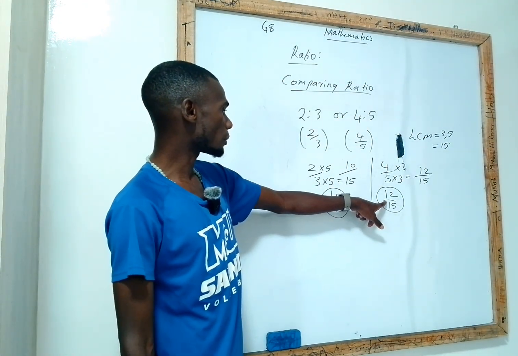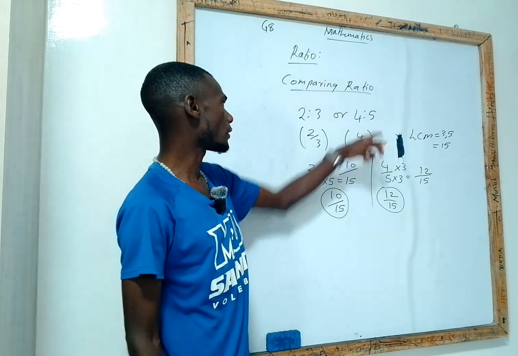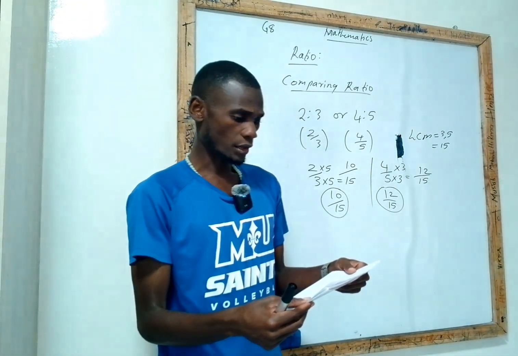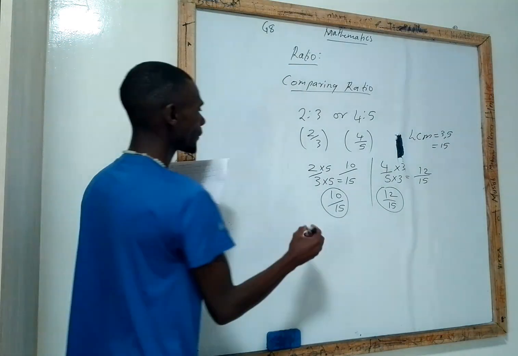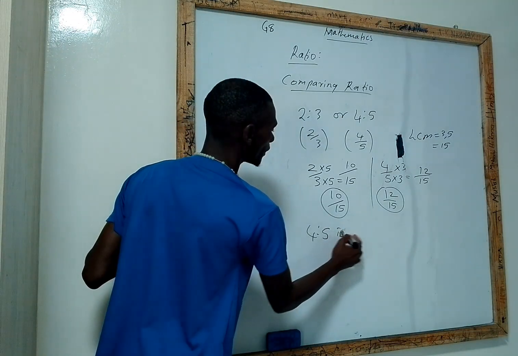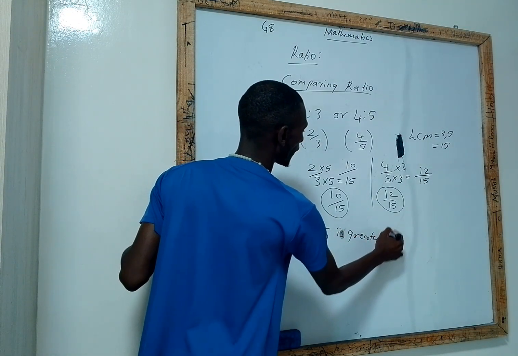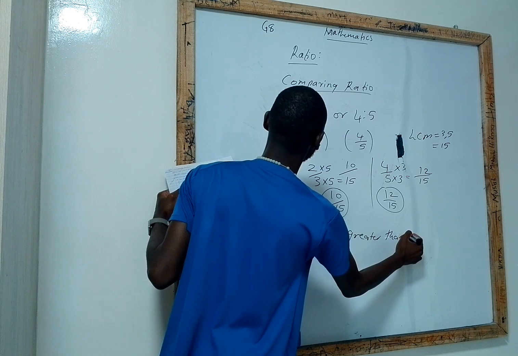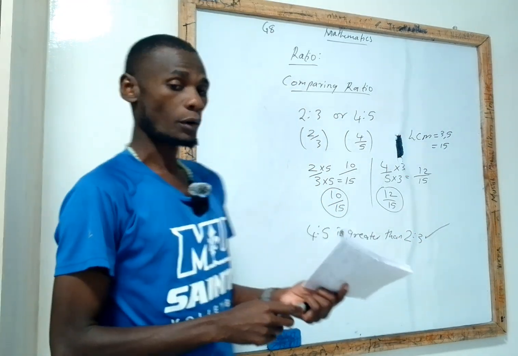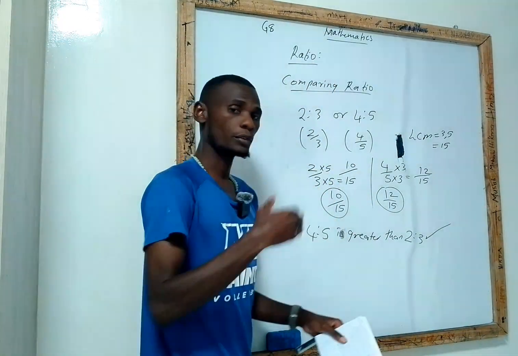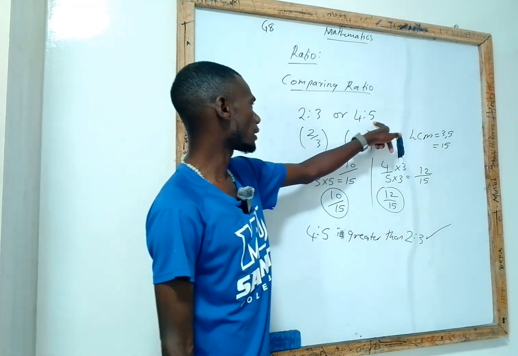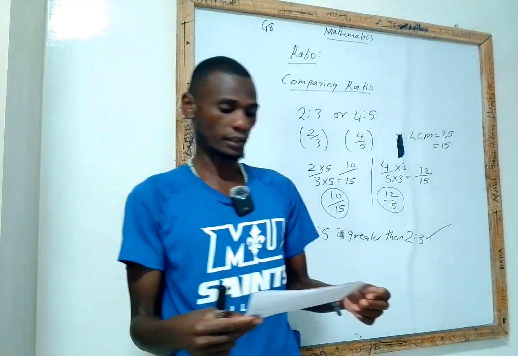Which ratio represented this? It was 4 to 5. So if this question was asking to find out which is greater, we'll say ratio 4 to 5 is greater than ratio 2 to 3. We have compared those two ratios. So I hope you have followed that step. You are going to compare these two ratios, this and this, to find out which one is greater than the other.